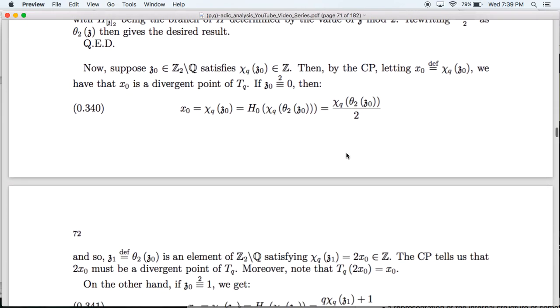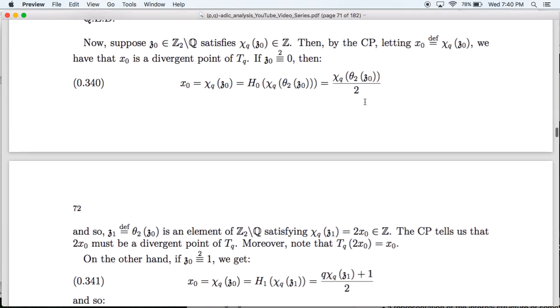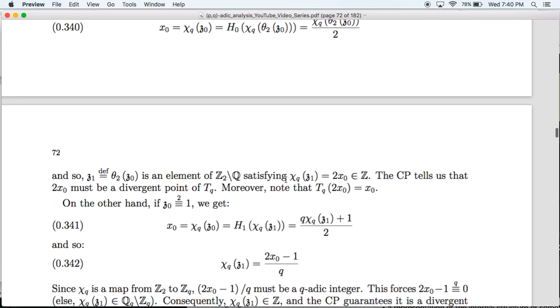So, look what happens. If we multiply by 2 on both sides, I then get that 2x0 is equal to chi-q of the shift of z0. Since x0 is an integer, so is 2x0, and so this number here is also an integer, and since z0 is irrational, so is its shift, and as a result, by the divergent points correspondence principle, this is going to be a divergent point of Tq as well. The same thing happens if z0 is odd.